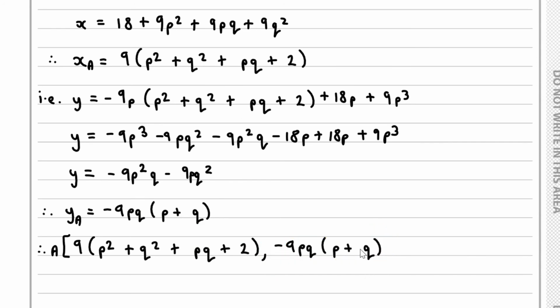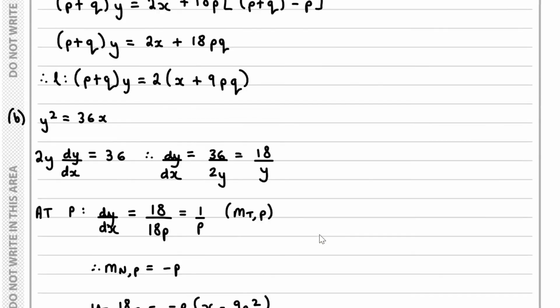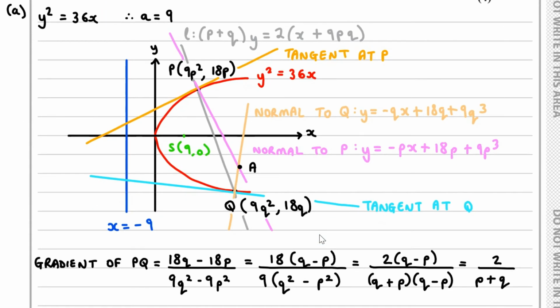So therefore, these are the coordinates of A. And what we'll do as well, we'll add this to the diagram just to make things a bit clearer. So we've got A with coordinates 9 lots of p squared plus q squared plus pq plus 2, and we've got minus 9pq lots of p plus q.